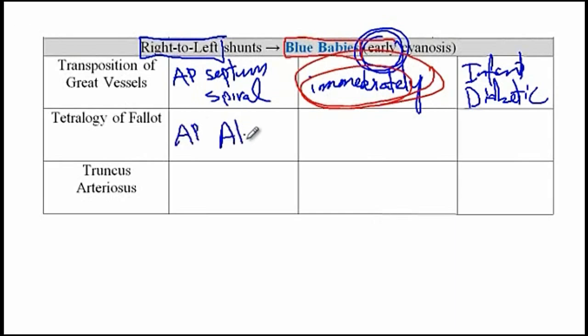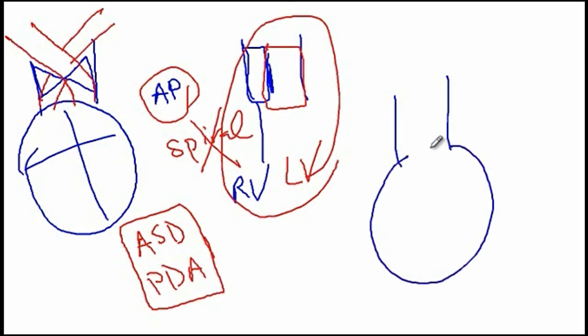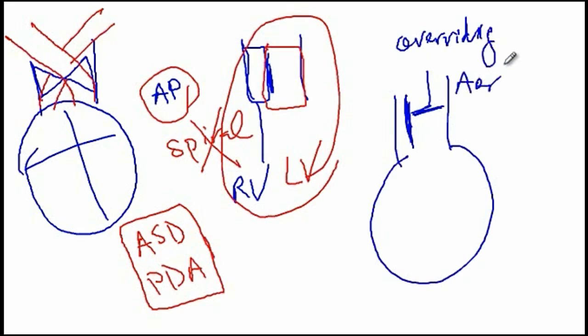The next condition is Tetralogy of Fallot, which is caused by the failure of the aorticopulmonary septum to align properly. Again, you know how we have the Truncus Arteriosus, and then it gives rise to the aorta and the pulmonary artery. Now what happens is that if the aorticopulmonary septum is misaligned, there would be an overriding aorta with a stenotic pulmonary artery.